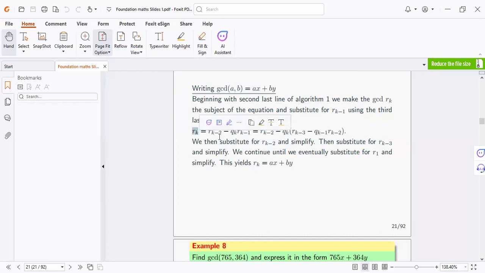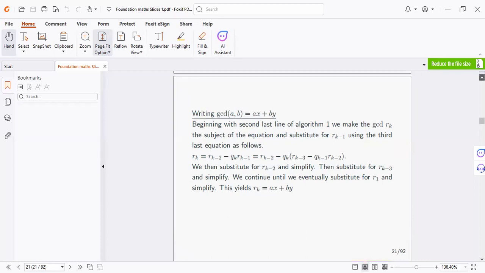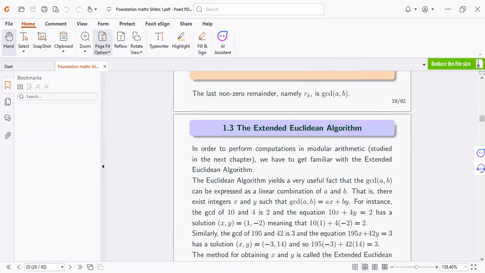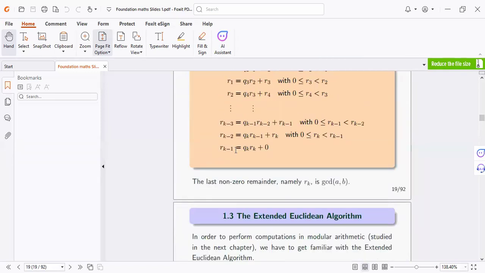So to make it the subject, when you reverse, what you get is, I'm going back to the algorithm. When you reverse here, let me just write. So I'm reversing, I'm going up, but I make this the subject of the formula. So this is RK, and this RK is RK minus 2, then minus QK, RK minus 1. Now this is a remainder. This remainder is here.